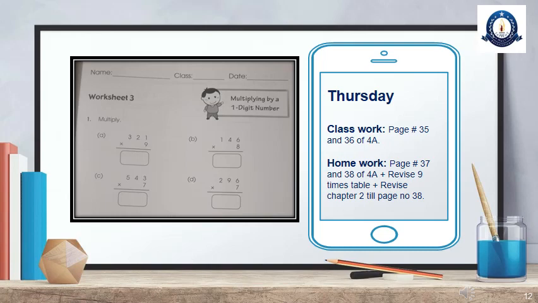I hope your concept is clear. If you will face any problem while doing your work, write down your problem on the notebook. So problem we will discuss in Zoom class.